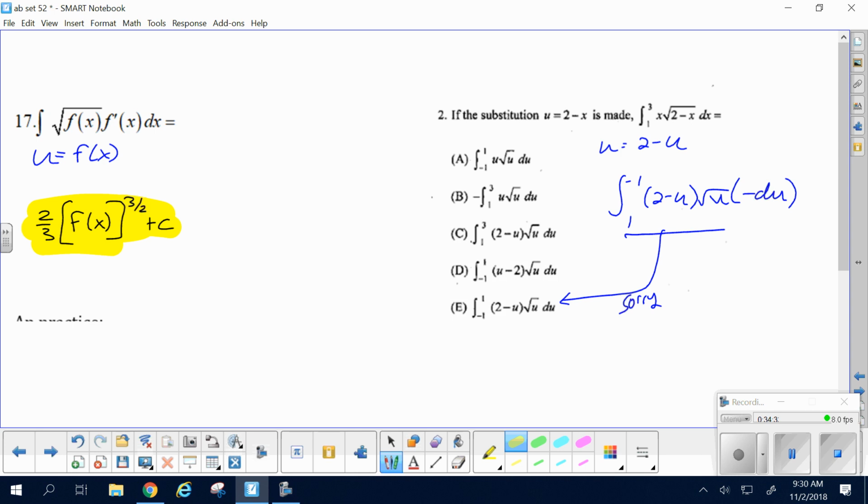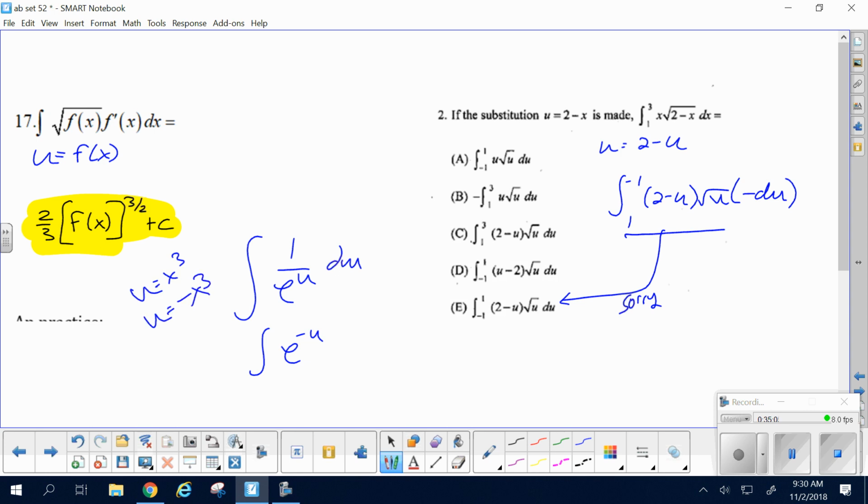Make sure I get 51 today. Why would it be negative? Because E is... so did you let U equal X cubed? Yes. So doesn't that mean that this is 1 over E to the U? Yeah. So that means you're integrating E to the negative U. So you shouldn't have let U equal X cubed. You actually should have let U equal negative X cubed. So it's E to the U. That's a gotcha.